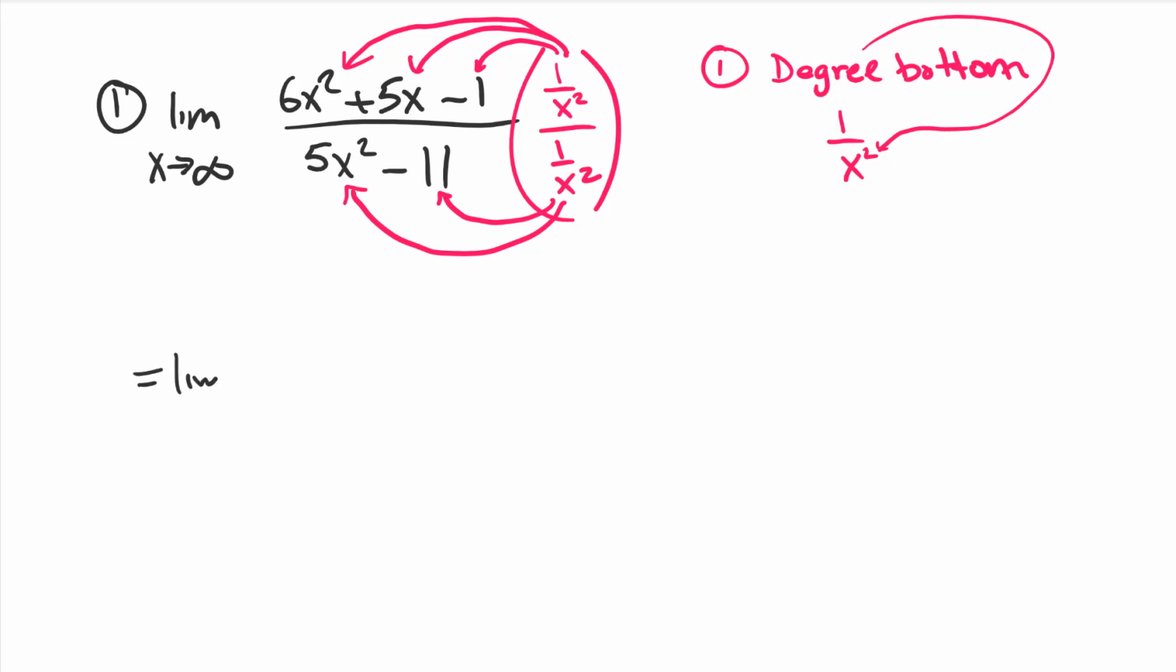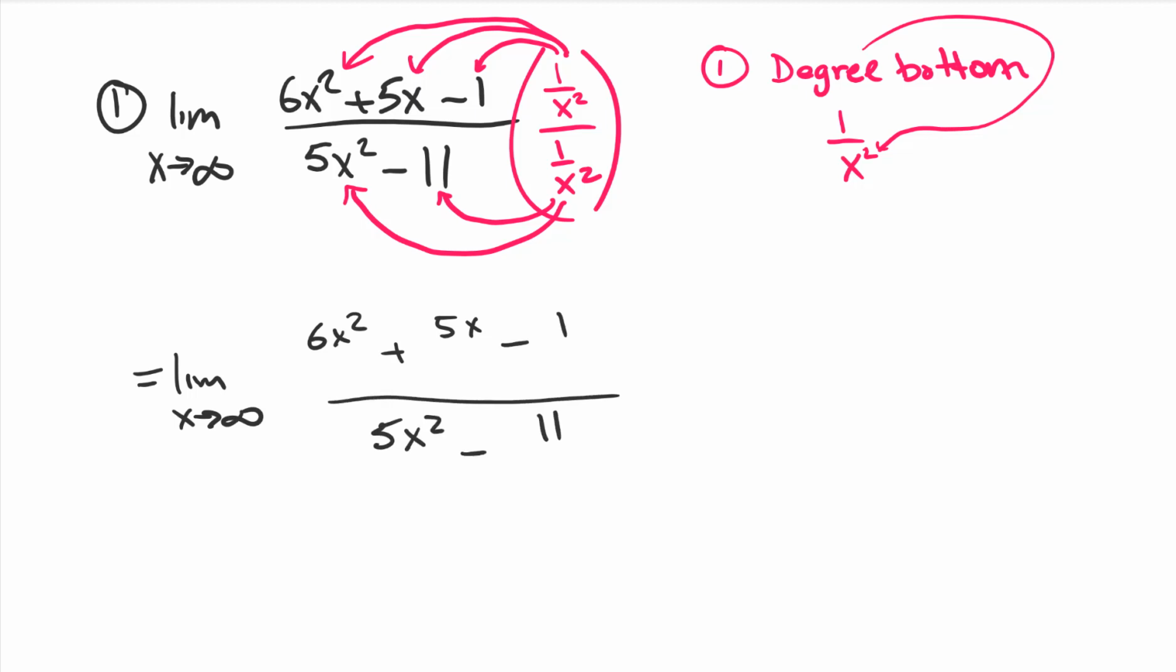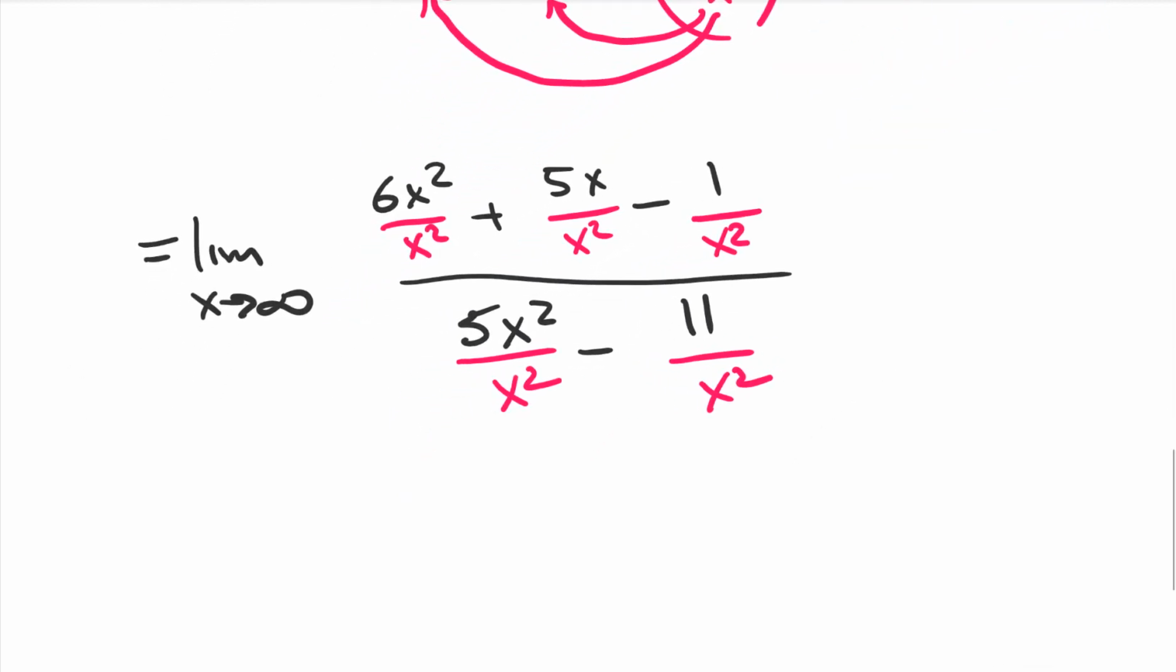So we get the limit as x tends towards infinity, and I'm just going to write it: 6x squared plus 5x minus 1 all over 5x squared minus 11. And like from the last video I showed you, these x squareds are just going to become the denominators of all the terms. And then we can play that little game. We can go back to the limit as x tends towards infinity of any constant over an x to a positive exponent equaling 0. That's going to help us out.